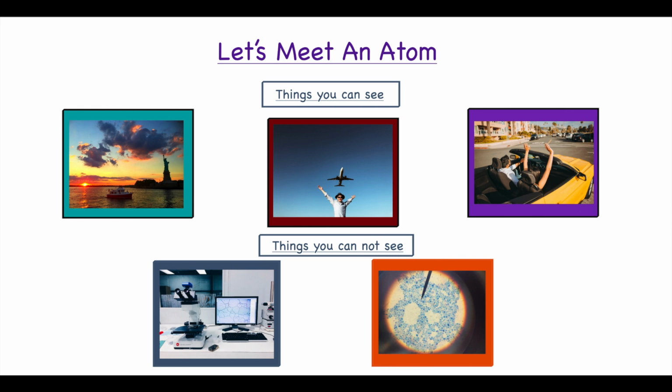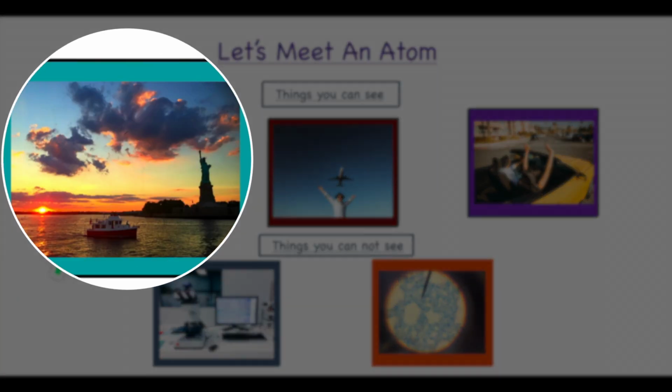Here we have some examples of things that you can see and things you cannot see. In things you could see, we see on the left hand side a picture of the Statue of Liberty, a boat, the water, the land around the statue, and the clouds. All of this has matter.